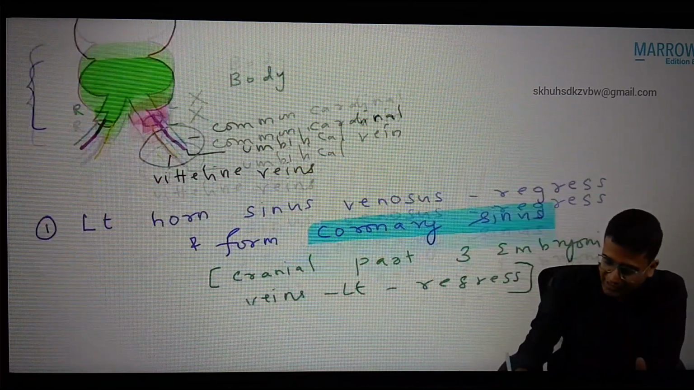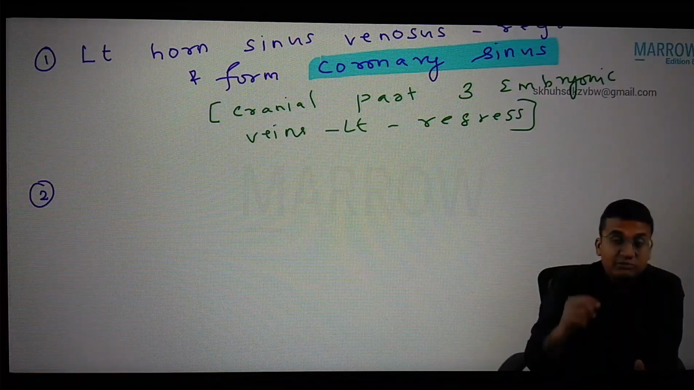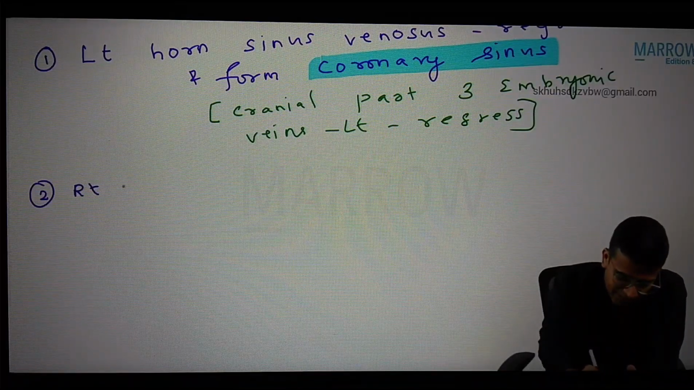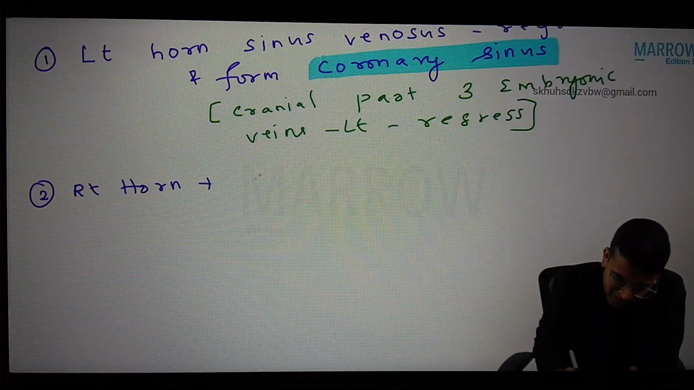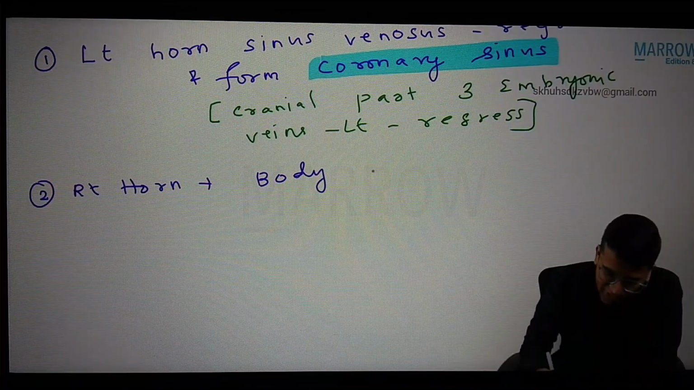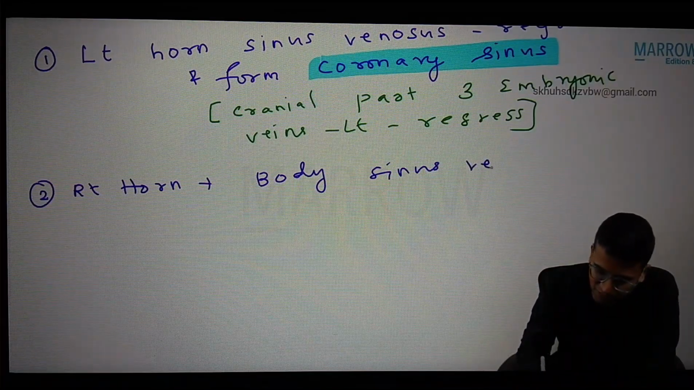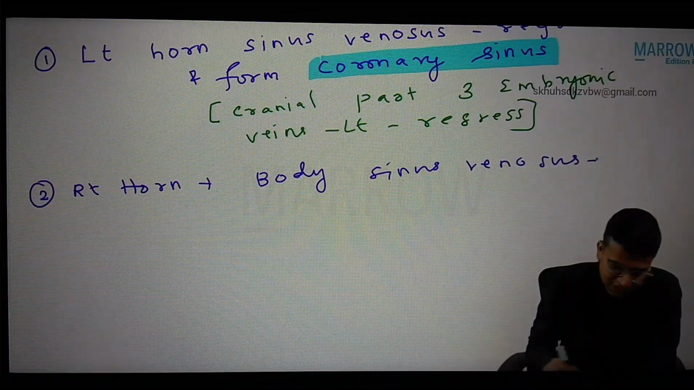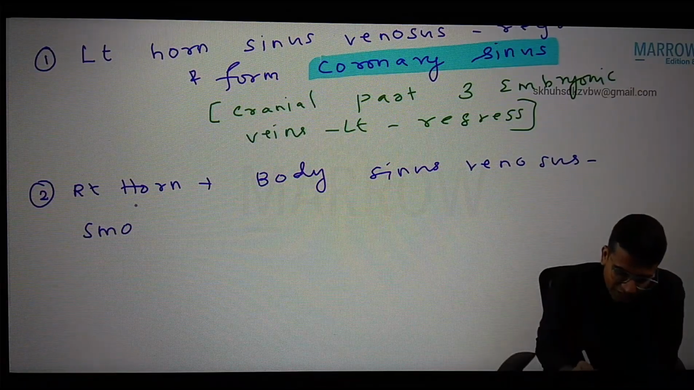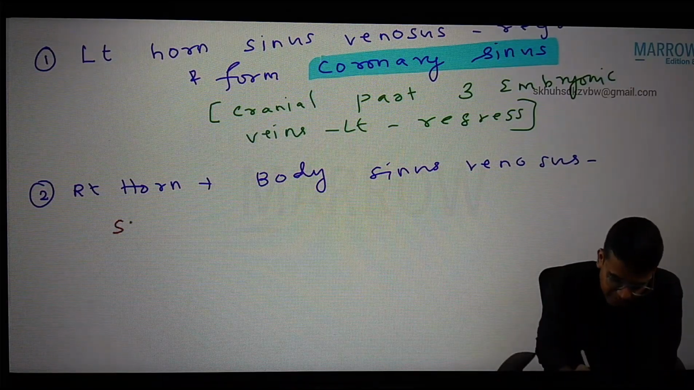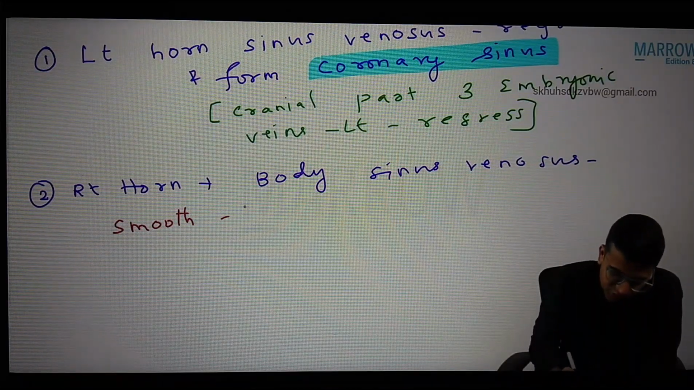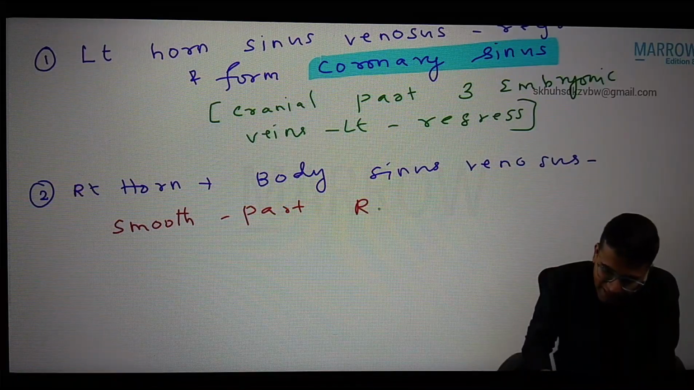Shall we proceed? So the right horn is absorbed into the body, and the right horn of the sinus venosus plus the body of the sinus venosus form the smooth part of the right atrium.